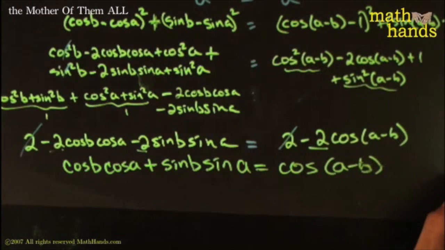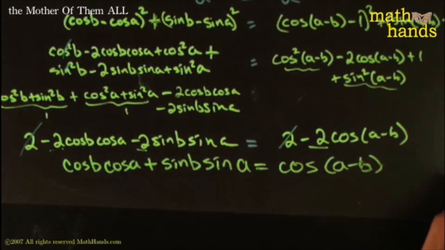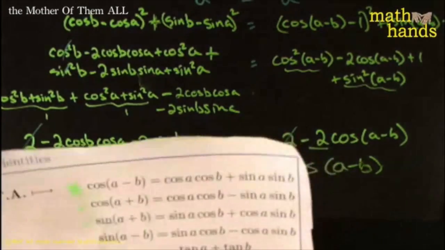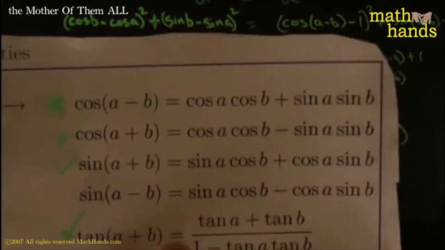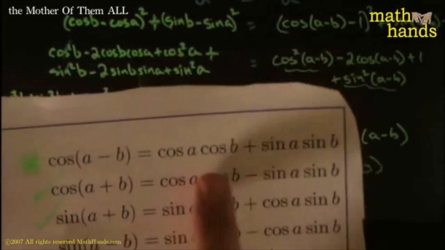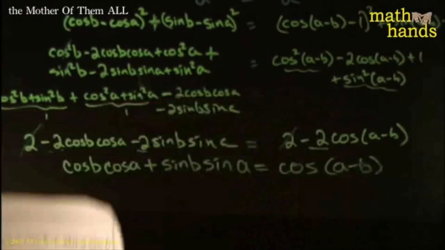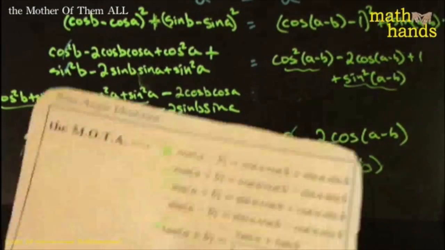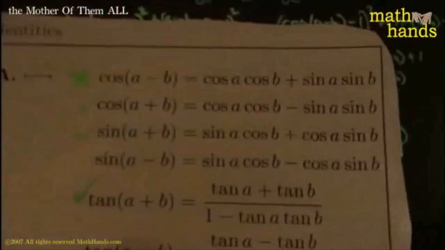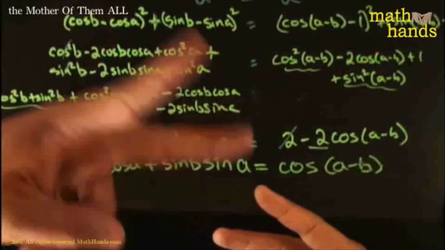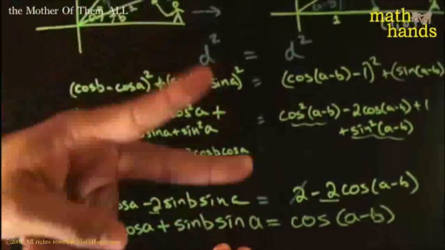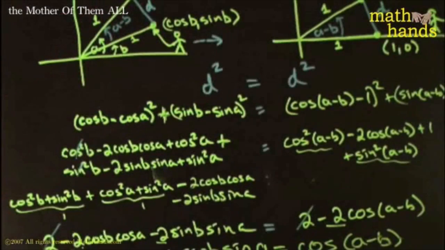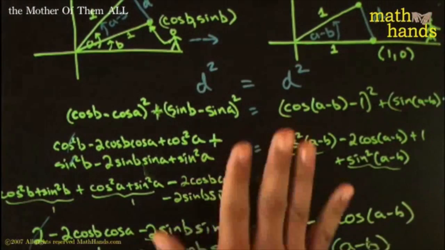Look at this. The mother of them all delivered. Cosine of A minus B. That's supposed to be a cosine and a cosine plus a sine and a sine. Cosine, cosine plus sine, sine. I told you. That's why they pay me. Insane amounts of money. This is all you've got to do. Let the triangle fall. You see that? Alright. I think I'll stop here.